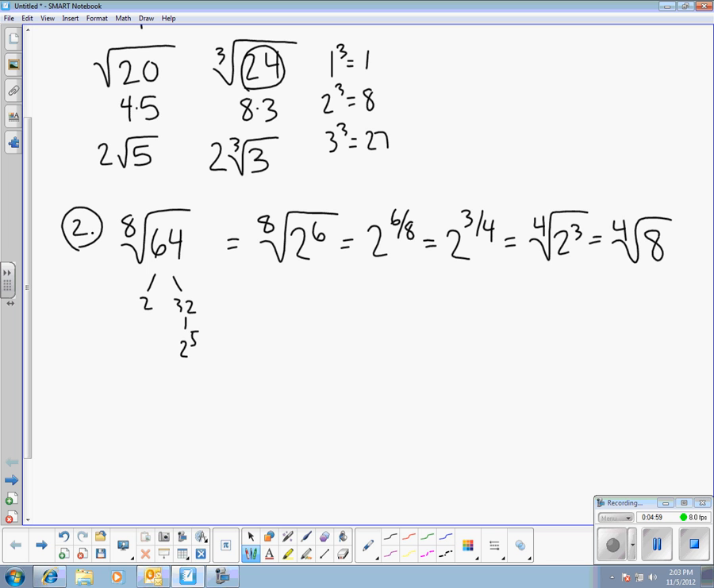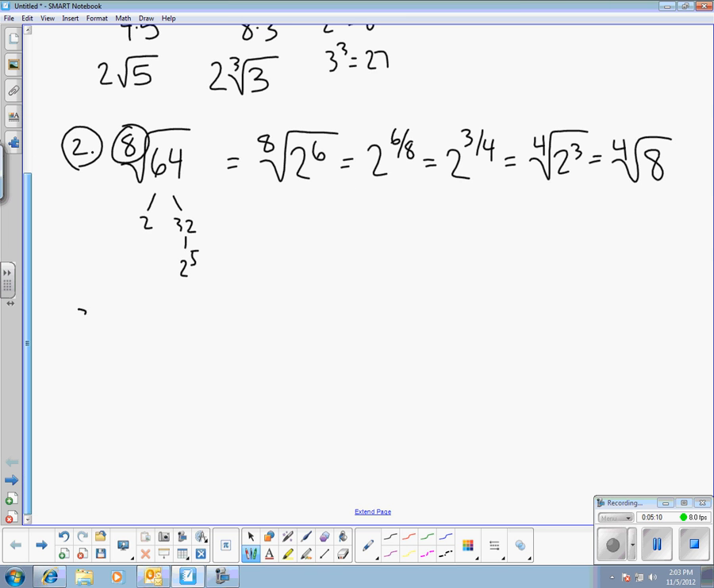So that's rule 2. If that 8 can be any smaller, right here, then you have to make it smaller. And that will come through a prime factorization. Okay, rule 3. You are not allowed to ever have a radical in the denominator.